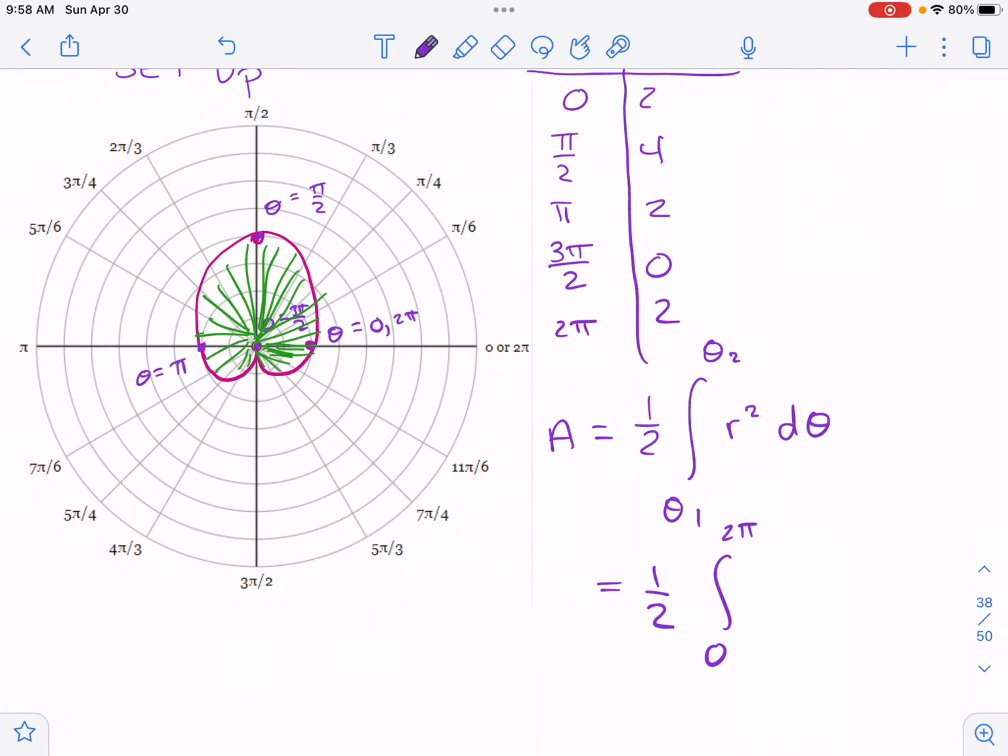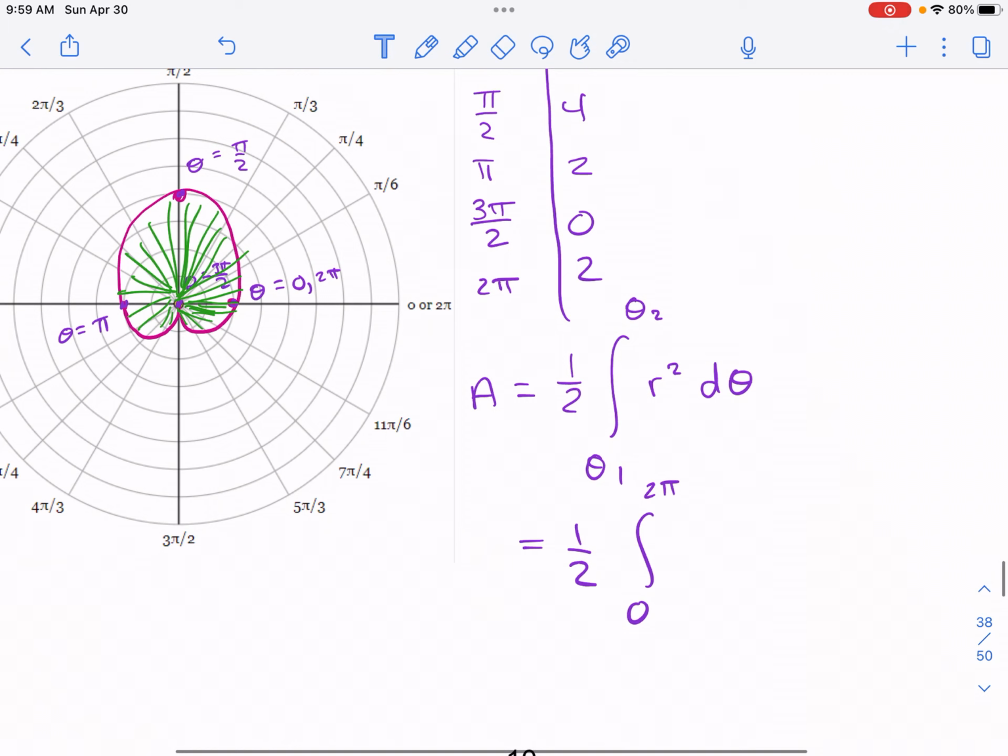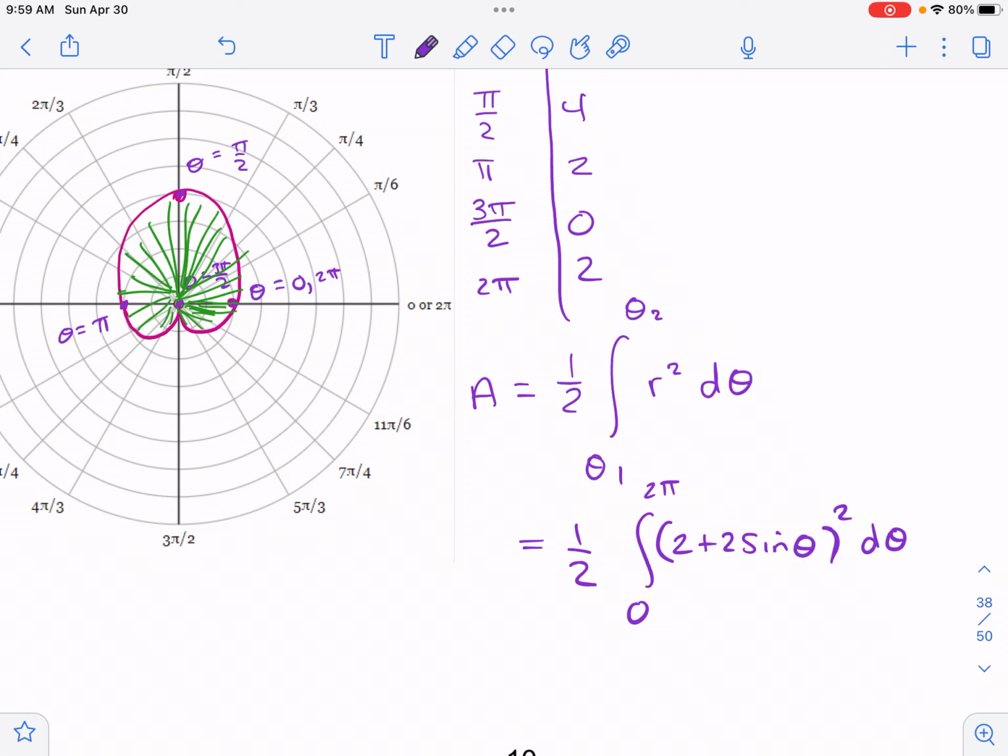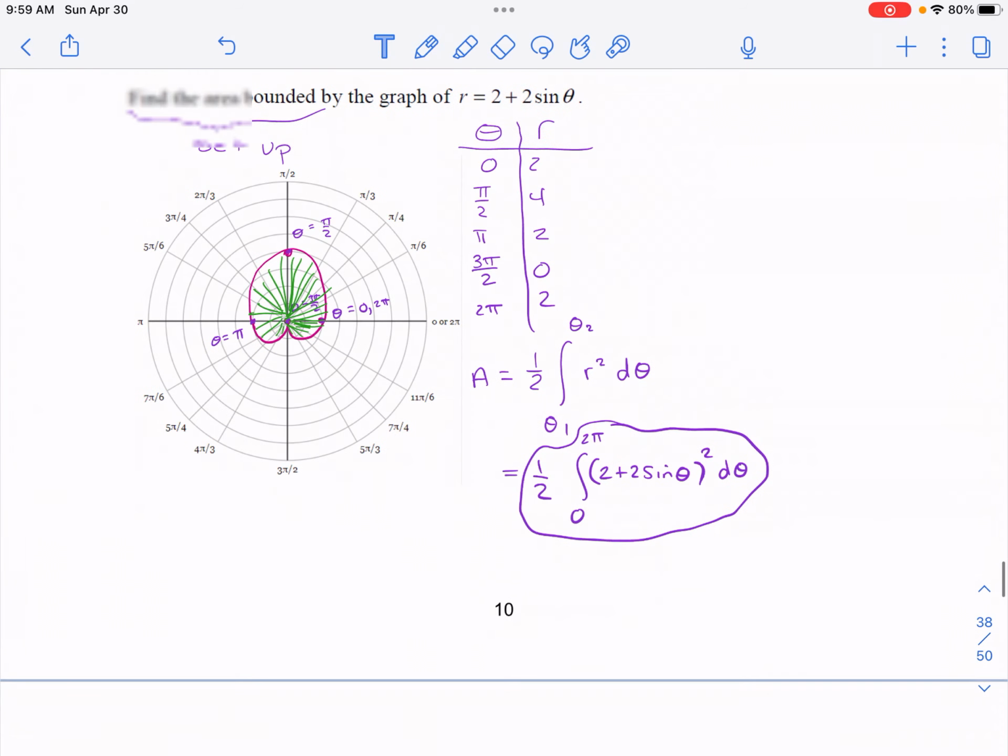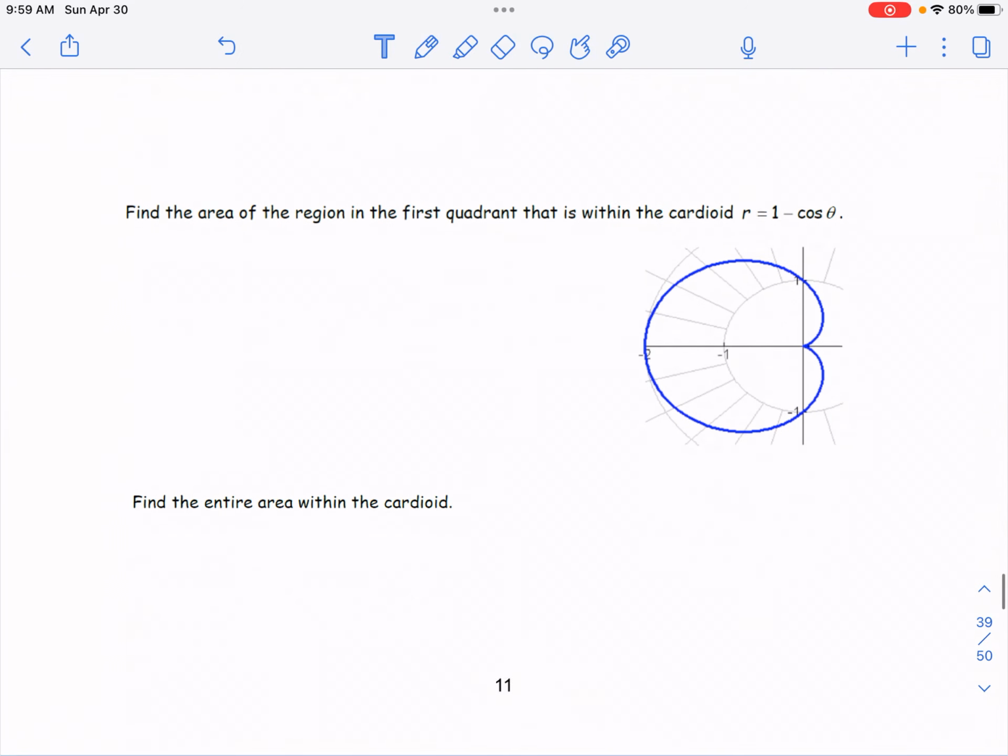And then our r squared is just the curve squared: 2 plus 2 sine theta, squared, d theta. Again, we're just doing the setup. Okay, so there's one. Let's try a different example here.